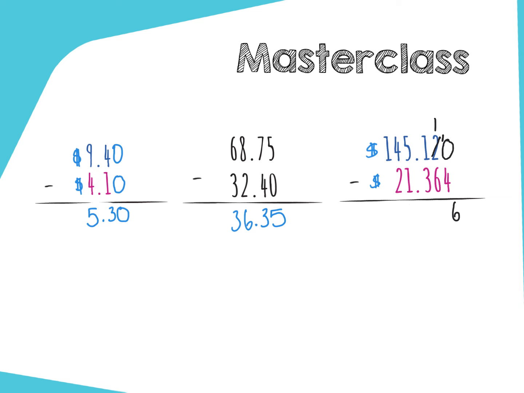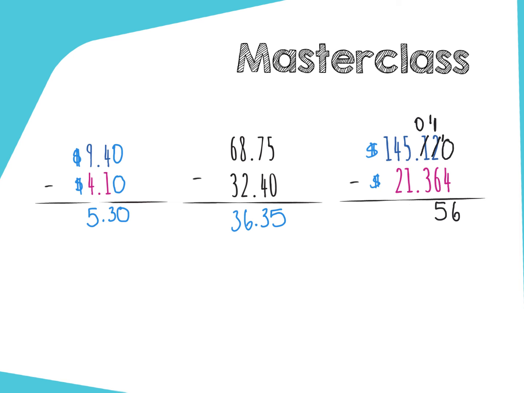I've got 1 take away 6. Well, I can't do that again. So I need to cross out the 1, turn that into a 0, and I put a 1 next to it. Bear in mind, just like I would have done in the subtraction video, make sure you put it next to the number. So now that's 11 take away 6. Well, 11 take away 6 is 5.